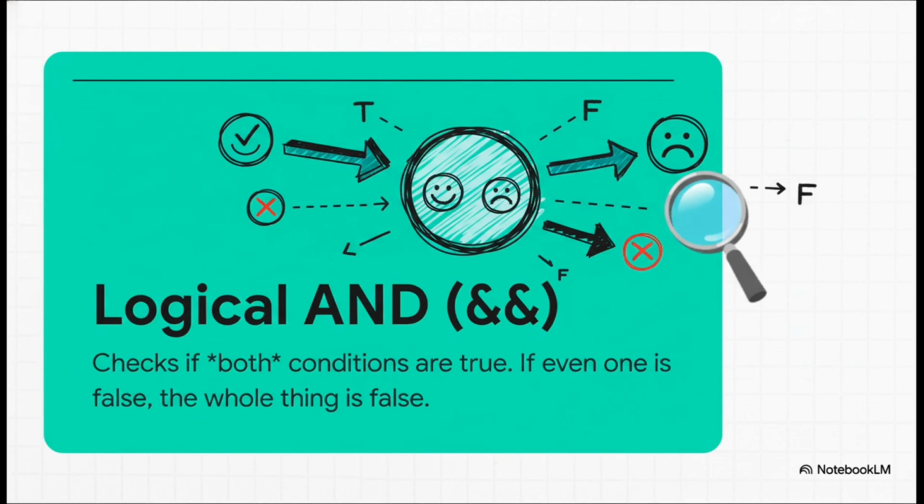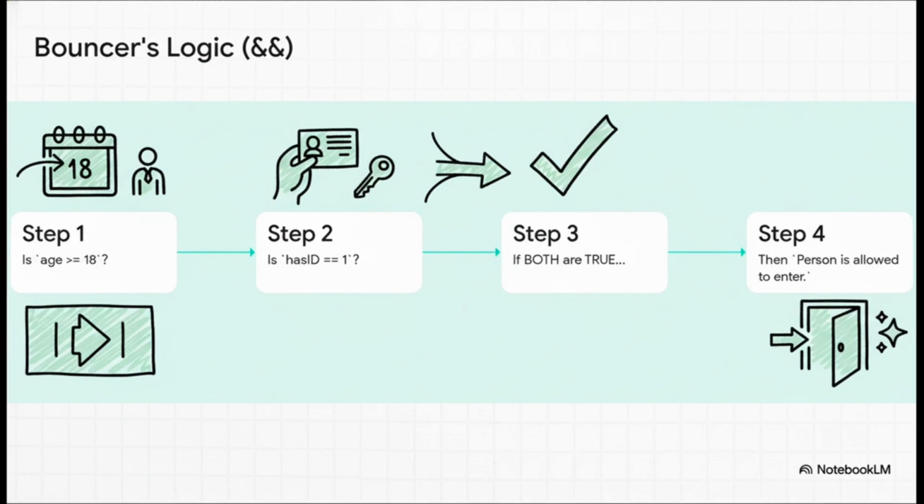It's the tough bouncer. It demands that the condition on its left and the condition on its right are both true. If even one of them is false, the whole thing is false. No exceptions.